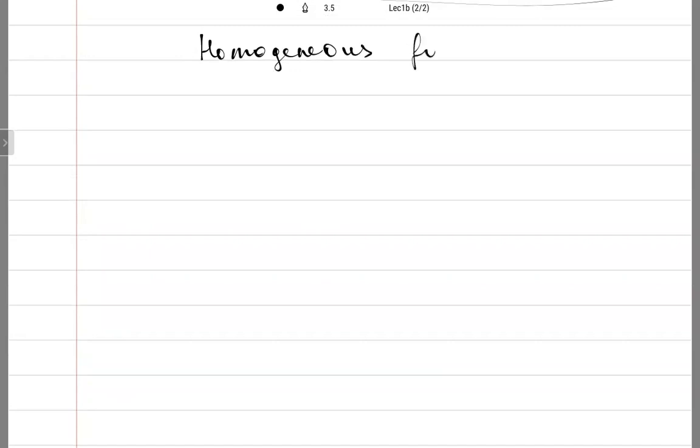Homogeneous functions. Basically, that's our topic for today. It's an easy topic just to start with. What is a homogeneous function? We have a function of many variables.